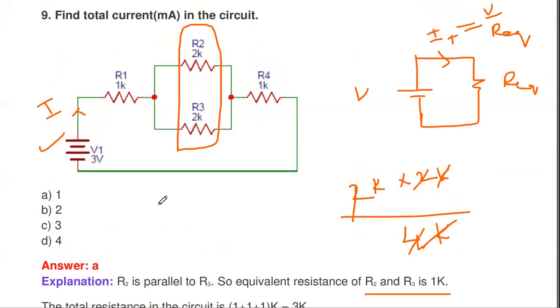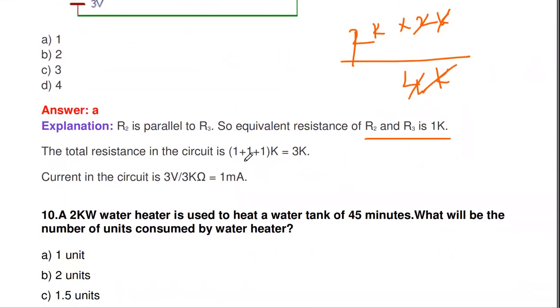Then after that, this parallel 2 kilo ohm pair is replaced by 1 kilo ohm. So 3 resistors of 1 kilo ohm are connected in series. So what is the equivalent resistance? 1 plus 1 plus 1K, it's 3K. Okay, so R equivalent is 3K.